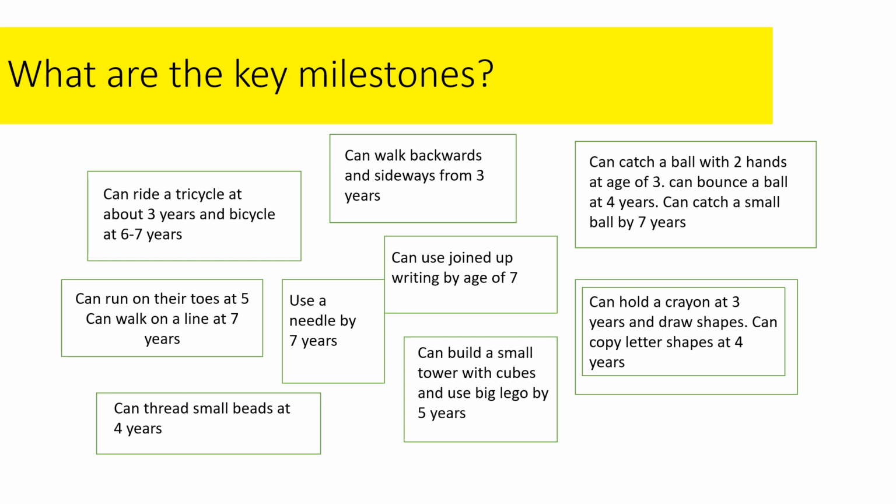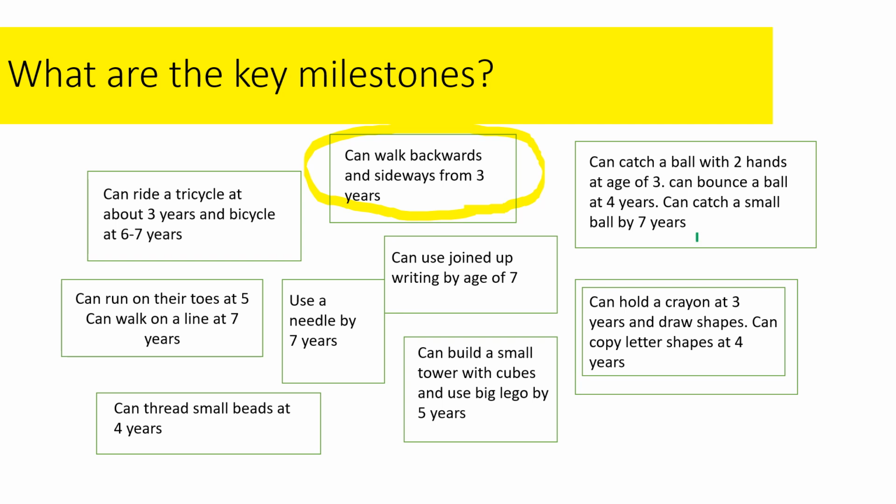So let's have a look at gross motor skills. So gross motor skills, we'll use the yellow for this. So can walk backwards and sideways from 3 years old is gross motor skills. Catching a ball with 2 hands and bouncing a ball. Okay, which one is that? Do you think that's gross or fine motor skills?